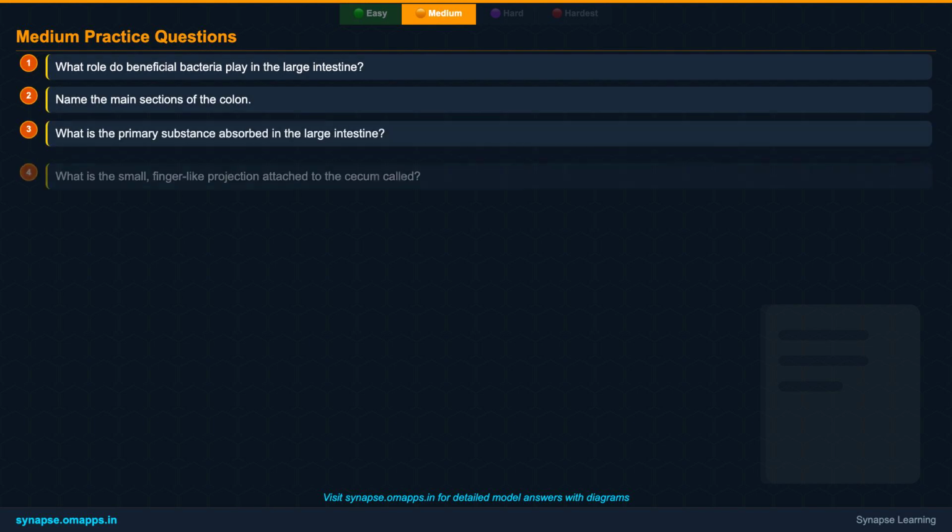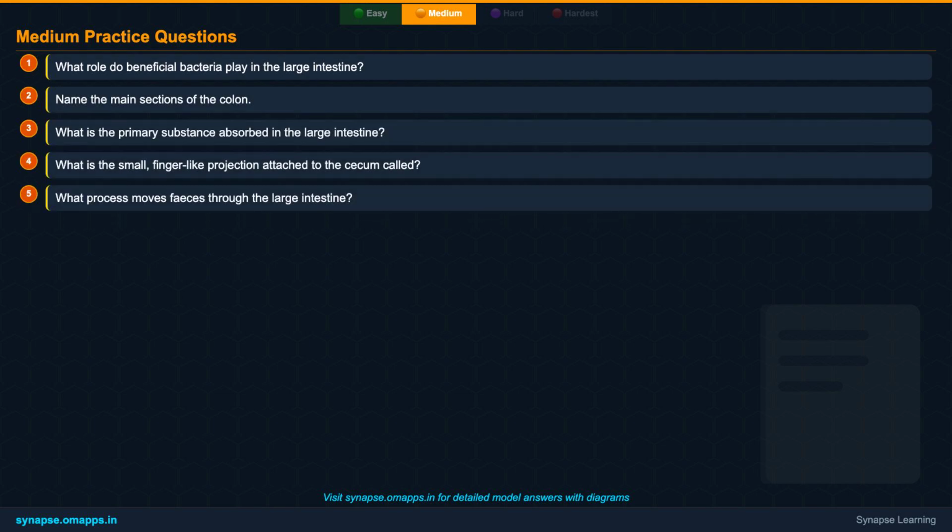Alright, let's challenge your knowledge a bit further. Take a moment to answer these 5 questions. What role do beneficial bacteria play in the large intestine? Name the main sections of the colon. What is the primary substance absorbed in the large intestine? What is the small, finger-like projection attached to the cecum called? And finally, what process moves waste through the large intestine?